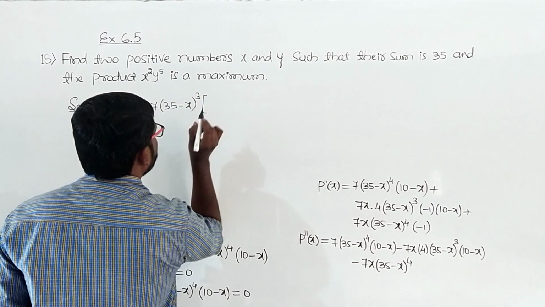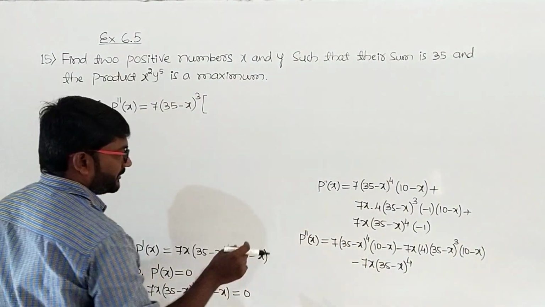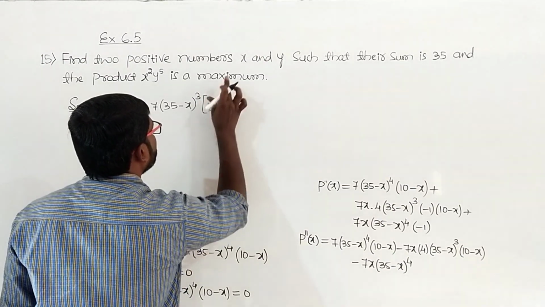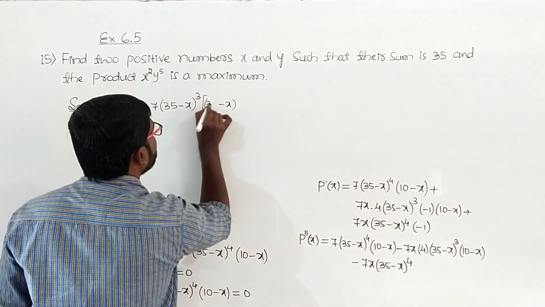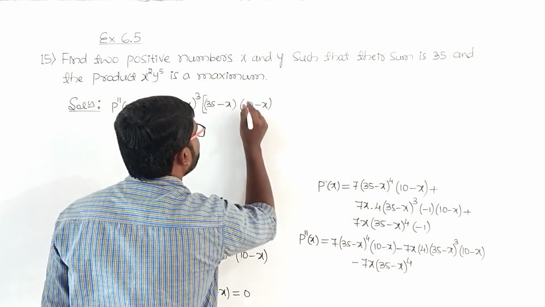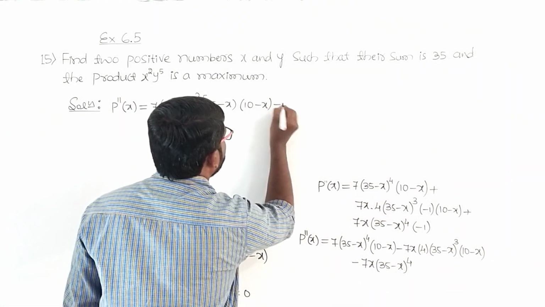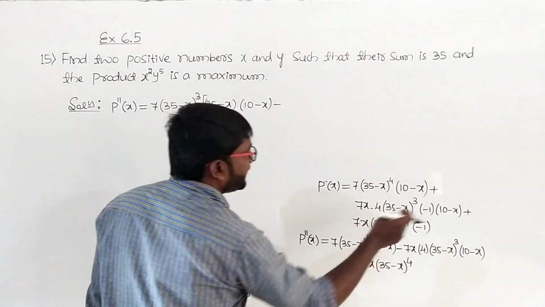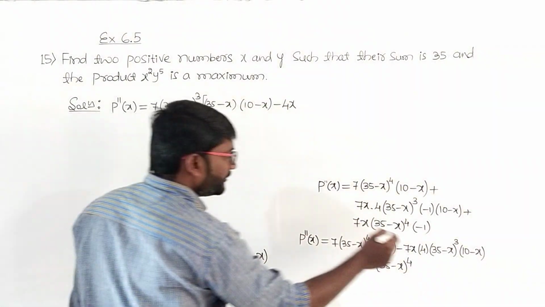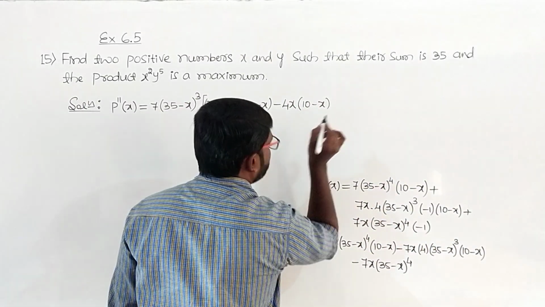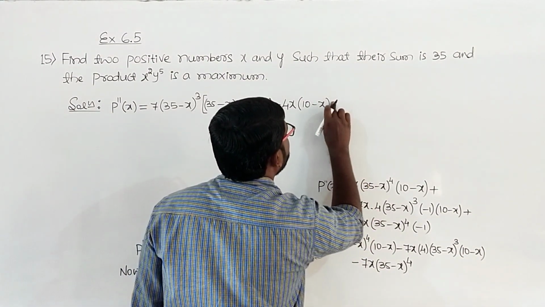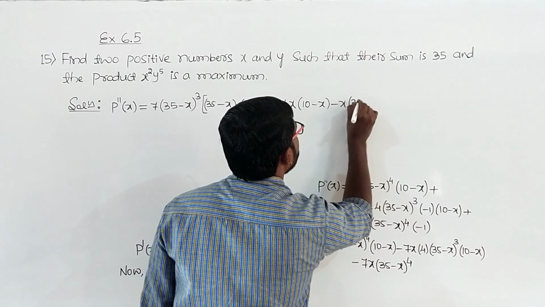Inside the bracket we have (35 minus x), one more term here, (35 minus x) into (10 minus x), and then minus. So we have taken 7 times (35 minus x) the whole cube outside, that means here we get 4x, so minus 4x into (10 minus x) into (10 minus x), and then minus. So we have taken 7 times (35 minus x) the whole cube, means we will have x into (35 minus x).